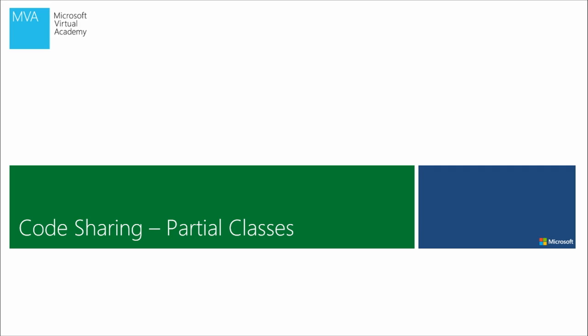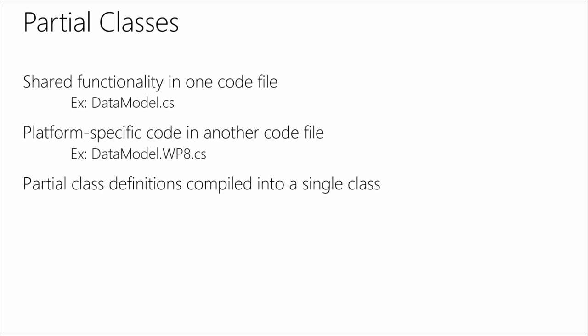Partial classes are another way to share code. With partial classes, you could have shared functionality in one code file, and then platform-specific functionality in a different code file. For example, on this data model, we have datamodel.wp8.cs and datamodel.cs. So what the compiler will do is compile it down to one class, even though they're in two separate files. The compiler is smart enough to know that this is only one class and shouldn't be separated.